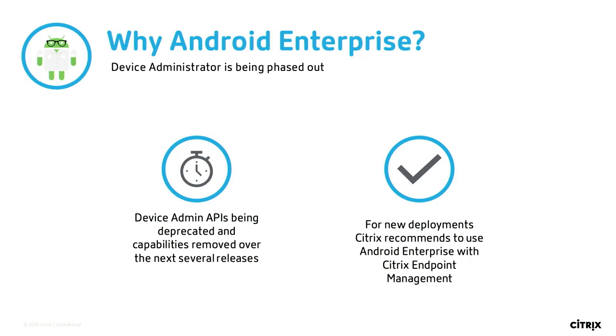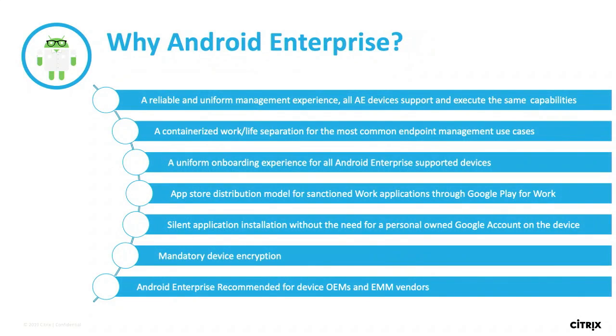What that means is, for existing devices, Citrix is still going to support through the migration to Android Q. We're still going to, in the coming months, support the device admin APIs, but for net new devices, we highly recommend that you start using Android Enterprise for the uniformity of the solution. Some of the benefits of using Android Enterprise is exactly that, the uniformity.